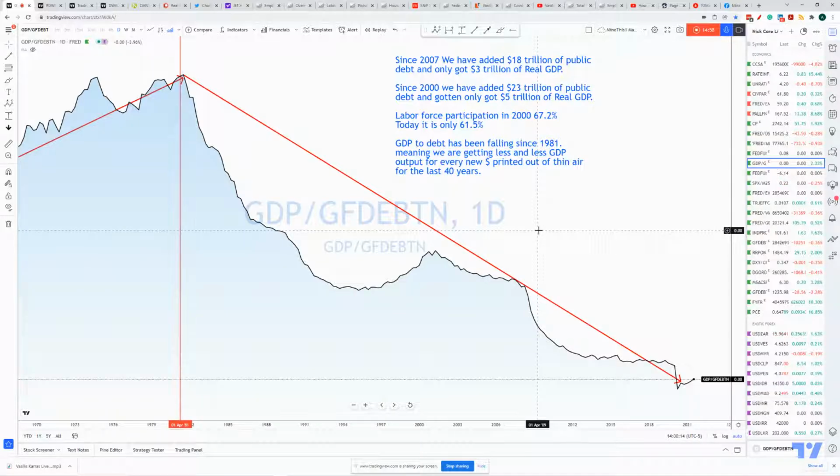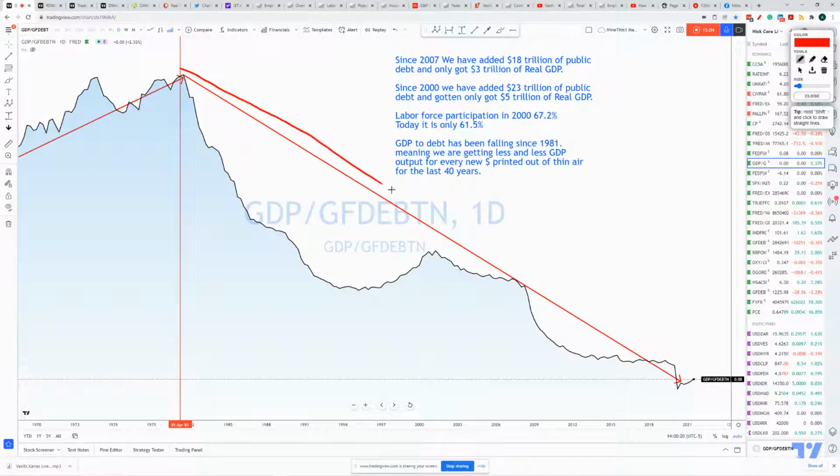Since 1980, it's been the opposite. The more we print, the less economic growth we get. That's not good. You print $1 and you get 16 cents of GDP growth when you used to get more than $1. There's something fundamentally wrong with the economy.